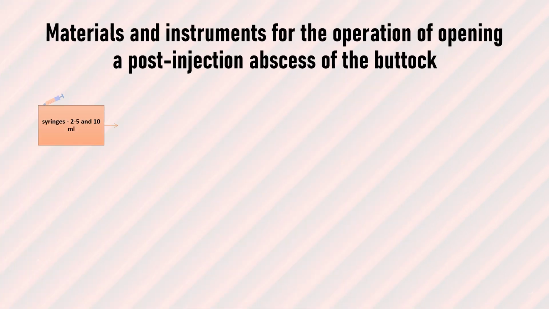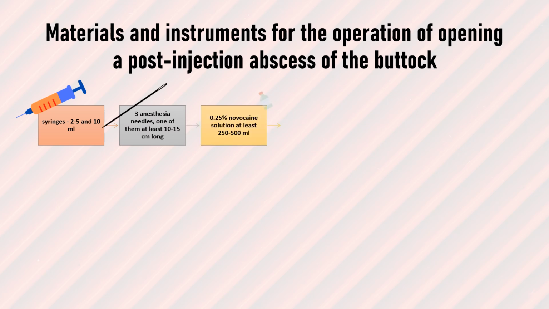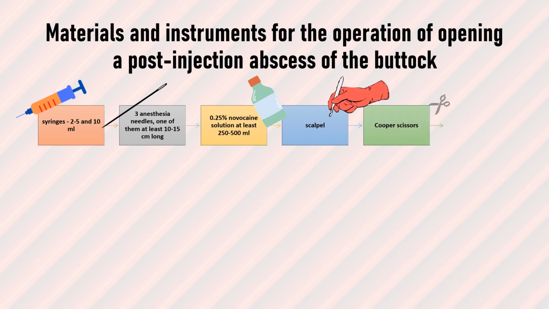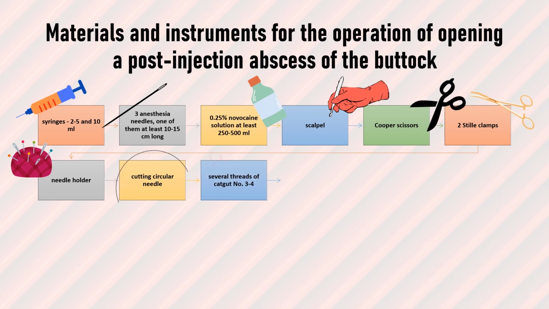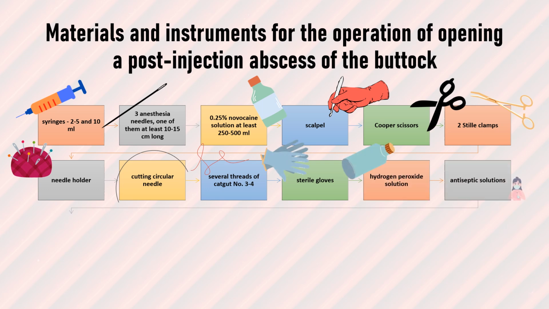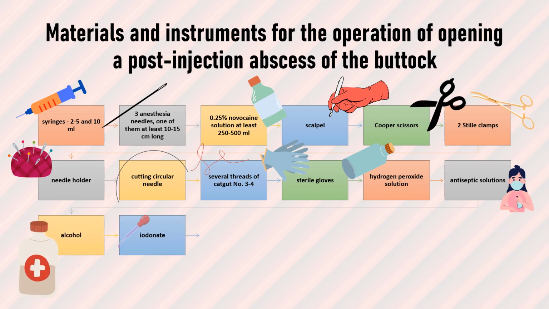Materials and instruments for the operation of opening a post-injection abscess of a buttock: syringe, anesthesia needles, procaine solution, scalpel, Cooper scissors, steel clamps, needle holder, cutting ground needle, several threads, sterile gloves, hydrogen peroxide, antiseptic solution, alcohol, iodinate, dressing material, sterile lining. Before the operation, 30 minutes of pre-medication is mandatory.